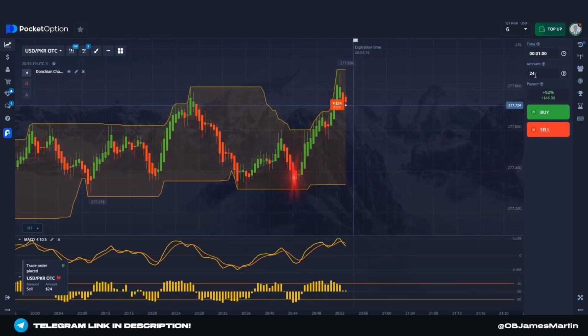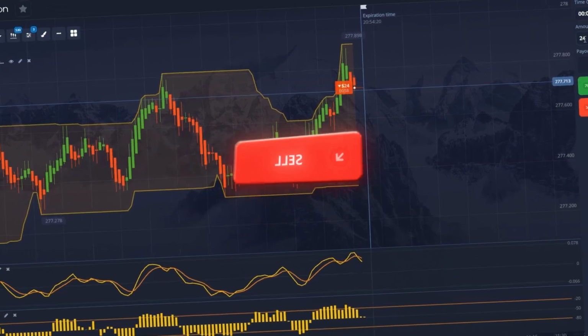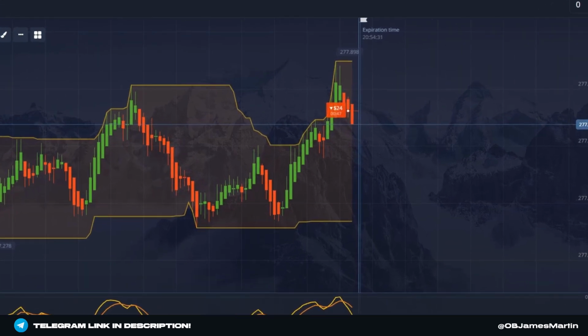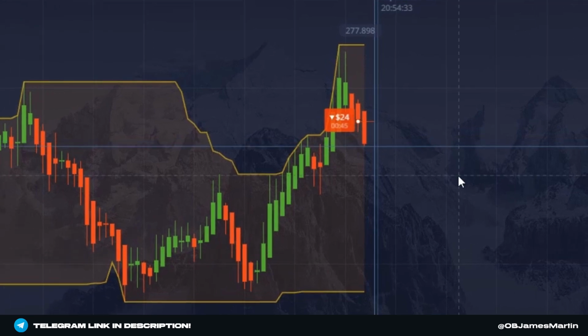Alright, guys, the time for trade is 1 minute. It's a fast strategy. The amount is gonna start with $24. And open a sell trade, the red button. Right? Expect the price will fall, guys. So let's get started. This strategy is very logical. I'm going to explain it so we understand it.